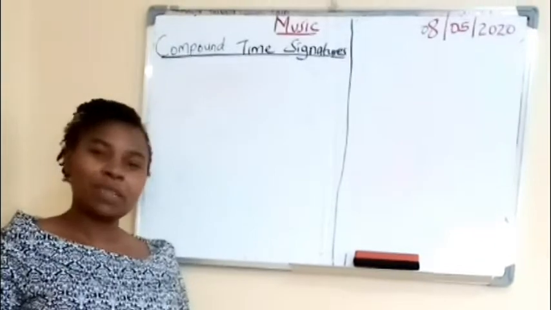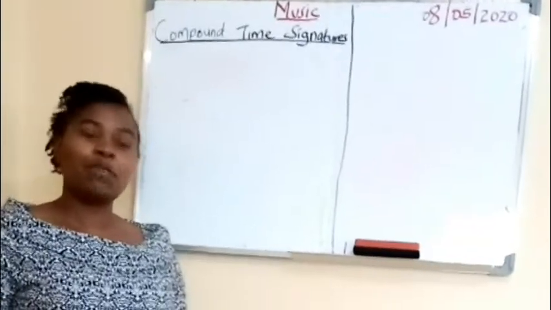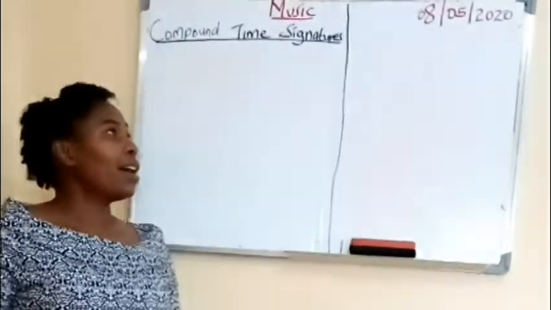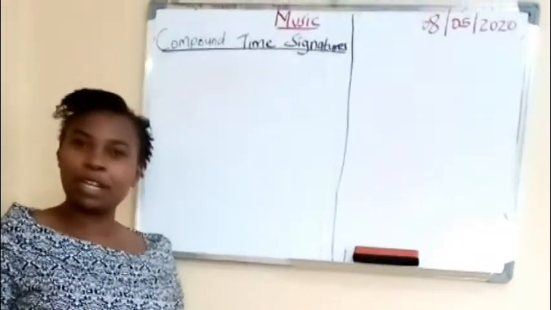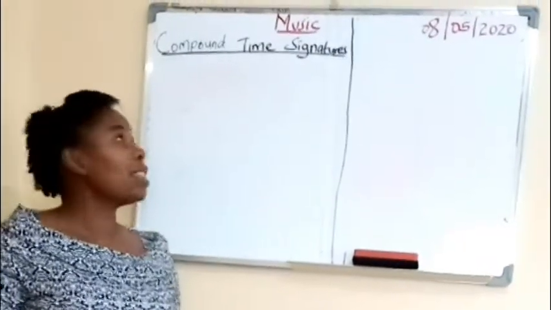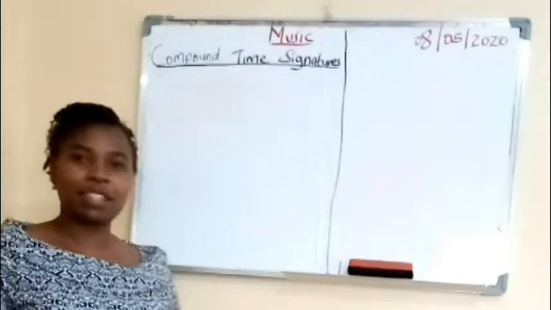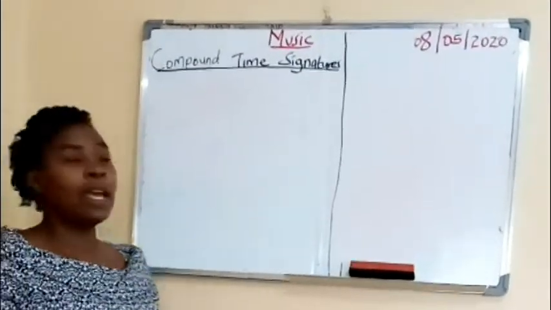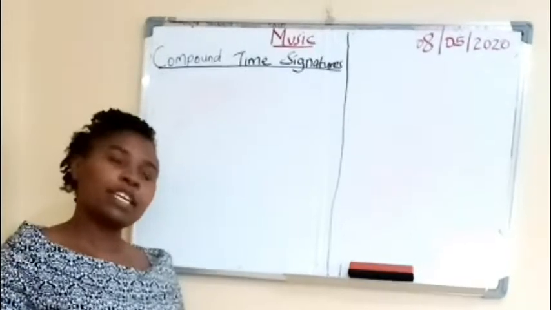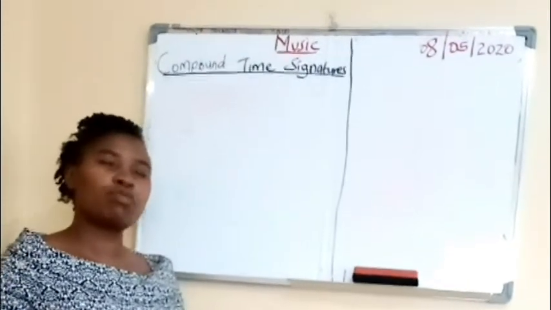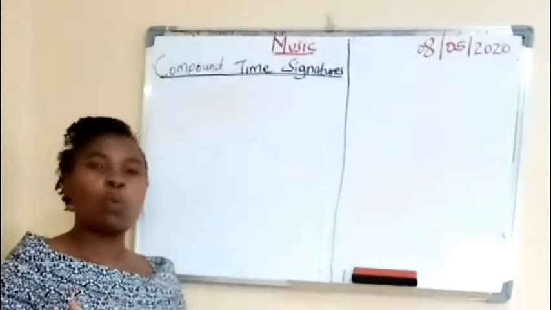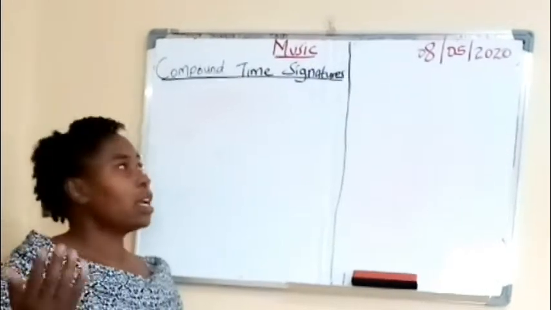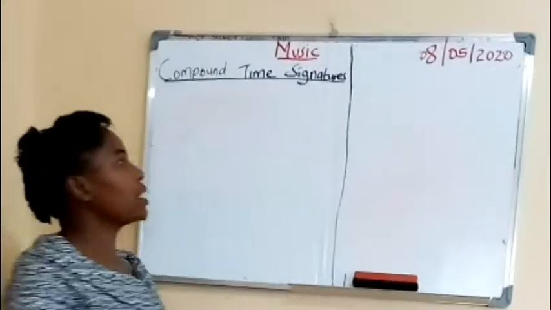It is our music lesson for year 6, and today we are going to look at a new topic, that is compound time signatures. Before we look at it, boys and girls, I just want us to remind ourselves what we talked about: simple time signatures.